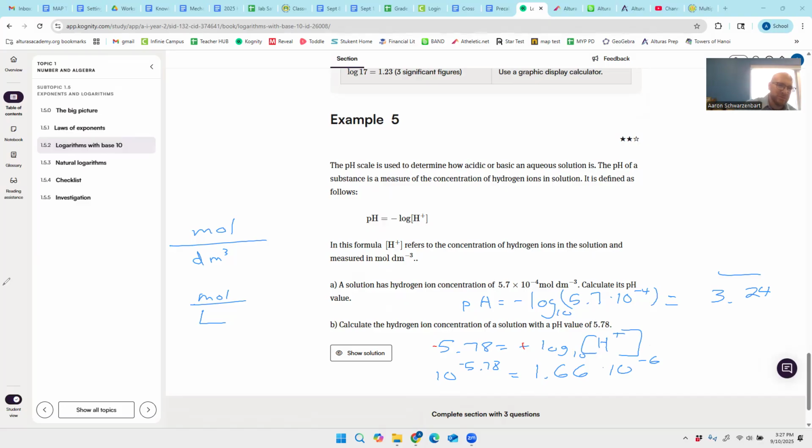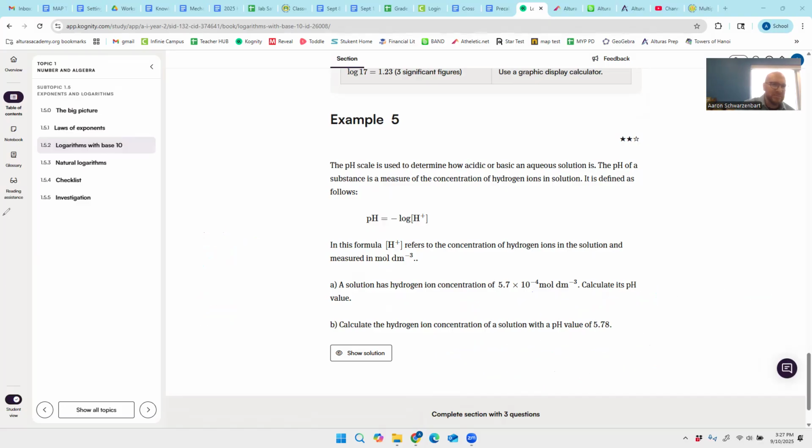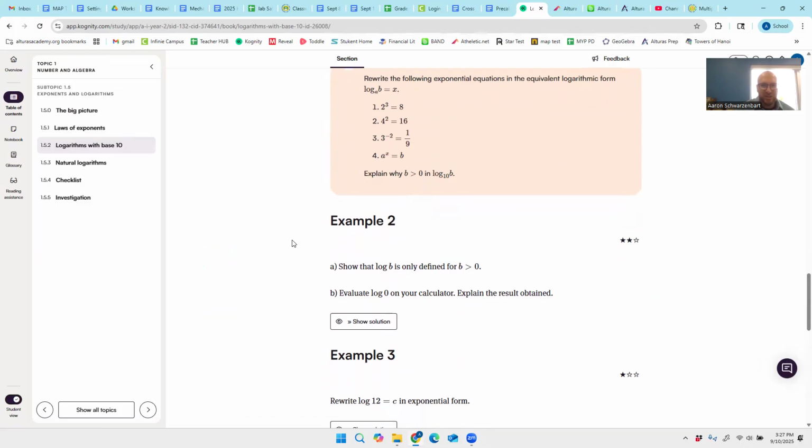Okay, now we're going to go back to example 2. So show that log b is only defined for b greater than 0. So log base 10 of b equals x. So 10 to the x equals b. And I can say that that's got to be positive because this exponential equation has a lower asymptote at 0. 10 to the x is a graph that looks like this. So b has to be greater than 0.